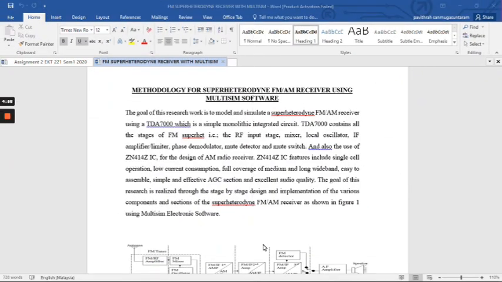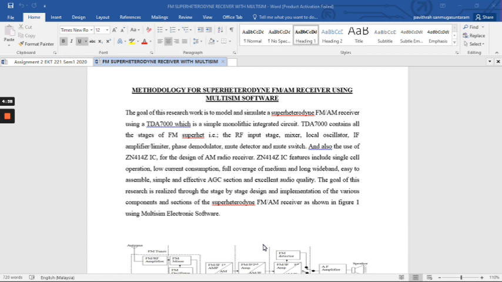Hi, I'm Pavitra from RK20 and I'm going to talk about the methodology for superheterodyne FM receiver using Multisim software. The goal of this research work is to model and simulate a superheterodyne FM receiver using TDA 7000, which is a simple monolithic integrated circuit.